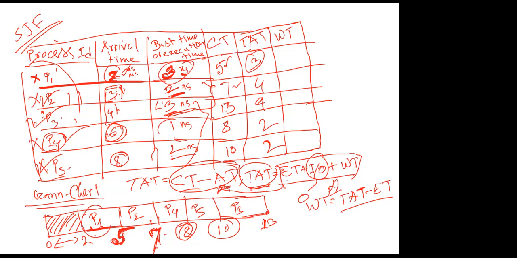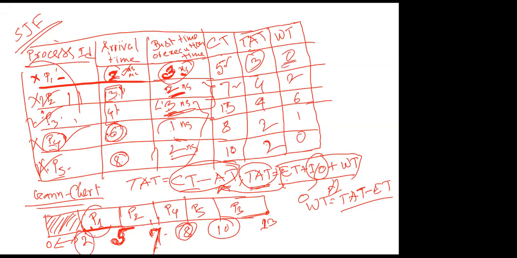Waiting time is 3 minus 3 is 0, 4 minus 2 is 2, 9 minus 3 is 6, 2 minus 1 is 1, and 2 minus 2 is 0. This is the waiting time for a particular process. For process P1, it arrives at 2 time units, and from here you can see it also gets the CPU at time 2. So it doesn't need to wait inside the RAM, so waiting time is 0.